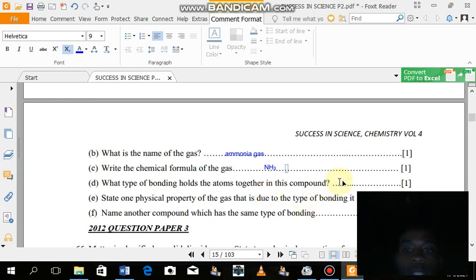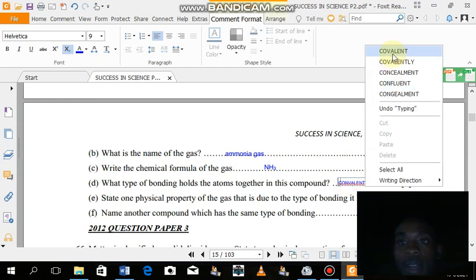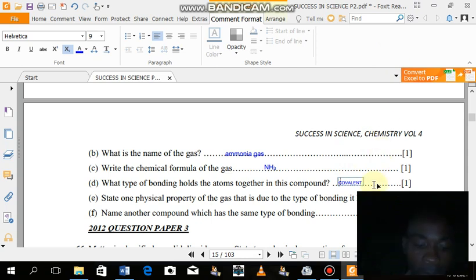The next part is saying what type of bonding holds the atoms together in this compound. Like we've said, since these are nonmetals, it is known as covalent bonding. So that is our answer. We understand this covalent bond mostly exists between nonmetal elements.